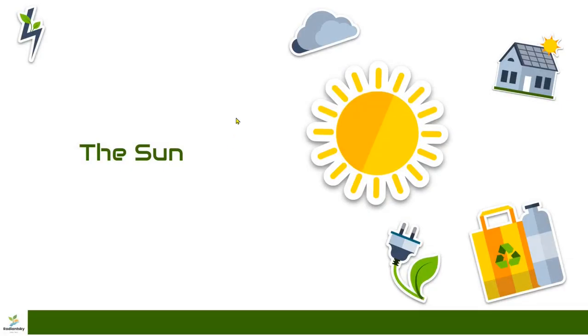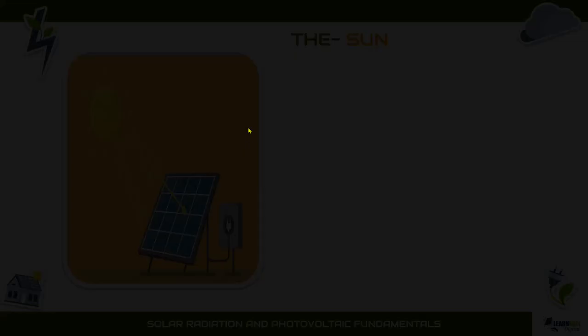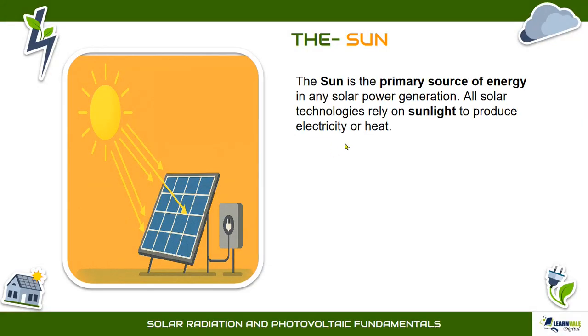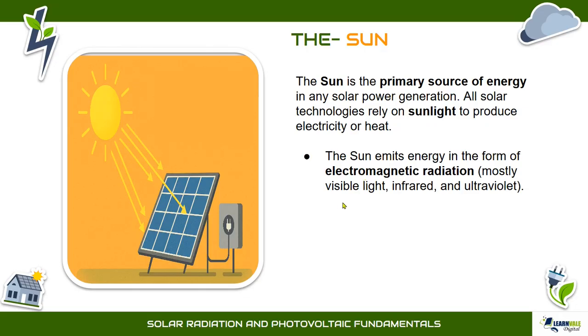So let's understand the role of the sun in the solar system, okay? First, you need to understand that the sun is the primary source of solar energy. When you're talking about solar energy in any form, whether producing electricity or producing heat, the sun is the primary source, okay? If the sun is the source of every solar energy, how does it make it possible? The sun emits energy in the form of electromagnetic radiation, mostly visible light, infrared or ultraviolet. This is how the sun produces the solar energy we talk about.